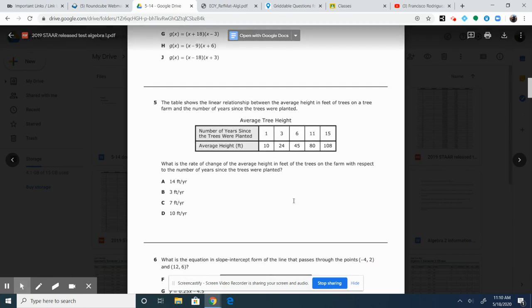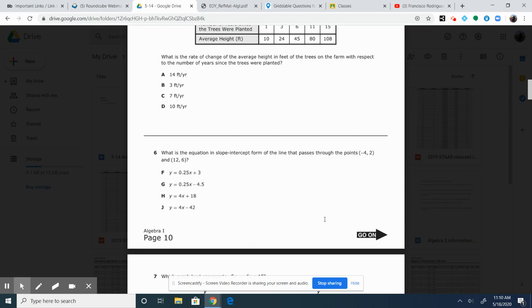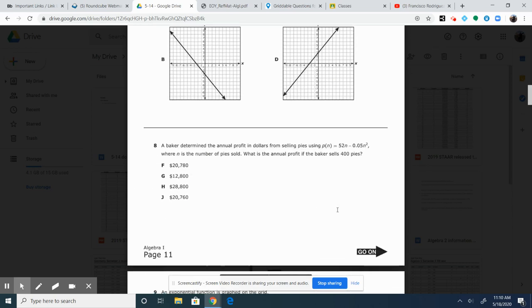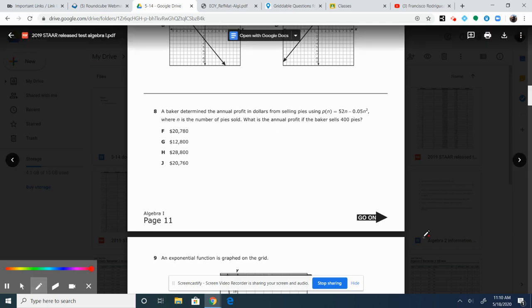All right, now we're going to move on to question number 8. Now this question was one of the most missed questions on the review. It says, a baker determines the annual profit in dollars from selling pies using P of n equals 52n minus 0.05 n squared, where n is the number of pies sold. So what is the annual profit if 400 pies are sold?